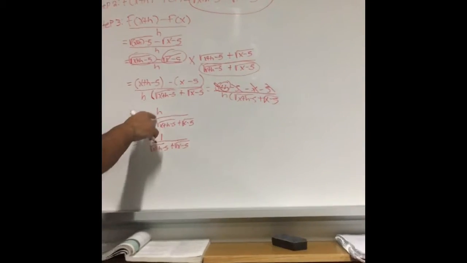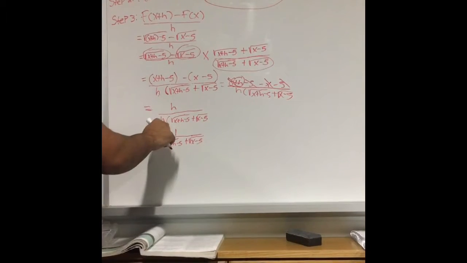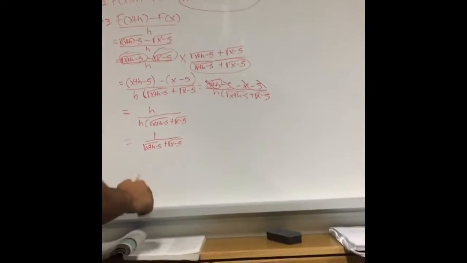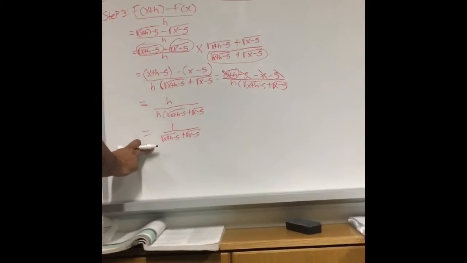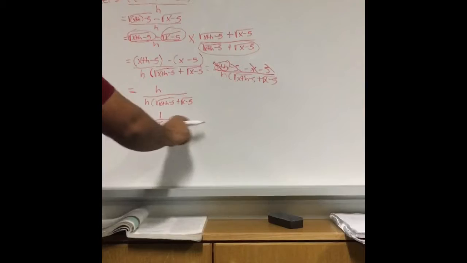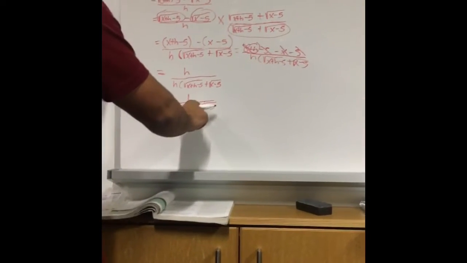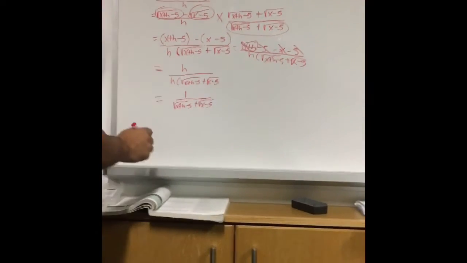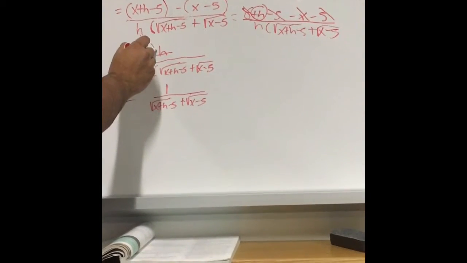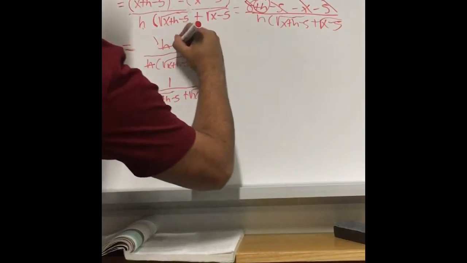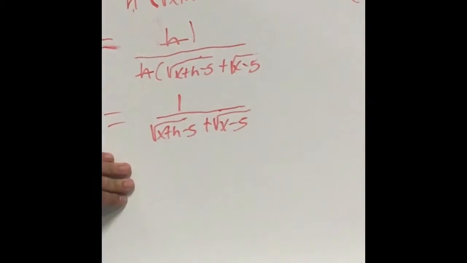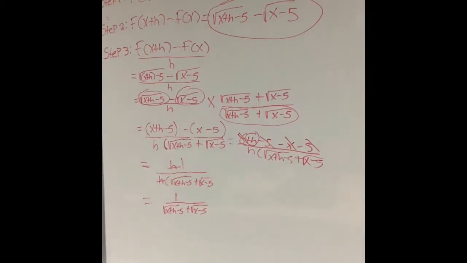And that left us with h over h bracket root x plus h minus 5 plus root x minus 5, which leaves us with the last part of step 3, which is 1 over root x plus h minus 5 plus root x minus 5. How we got this was we just canceled out both h's, and that left us with a 1 on top. And that's the last part of step 3.